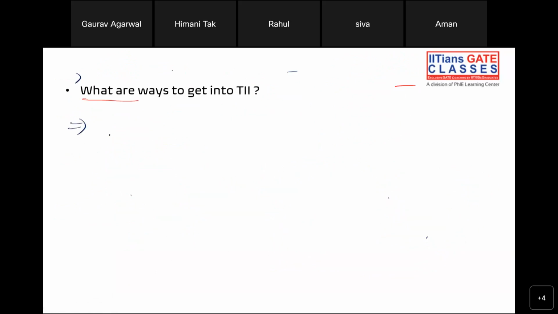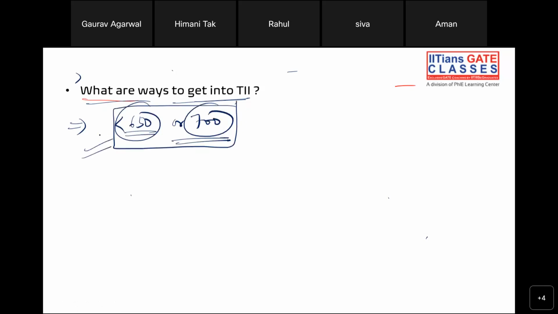I would recommend GATE as well. If somebody is preparing for campus, it's okay. But if they are not good at analog and still want to get into TI, they might prepare for GATE. This time the GATE score was around 650 or 700. I'm talking about the GATE score, not the rank. This is the requirement for getting a call from IIT Madras.